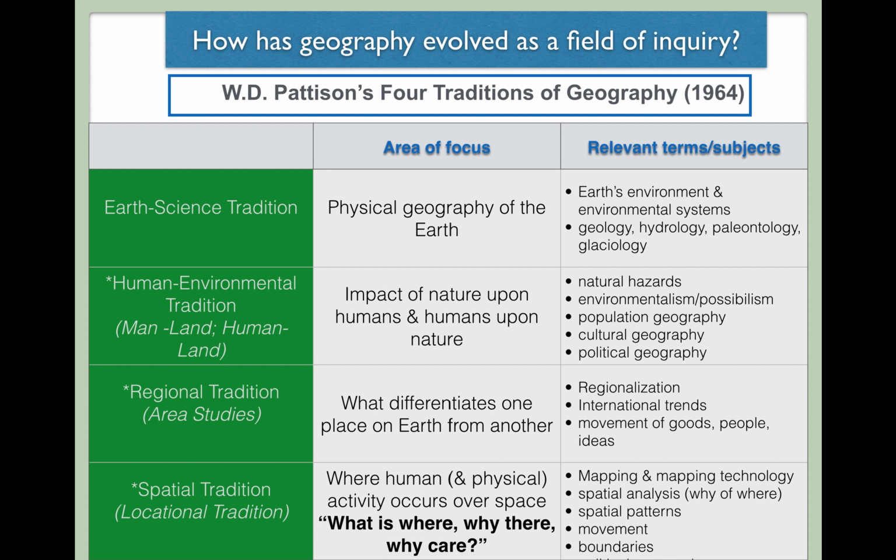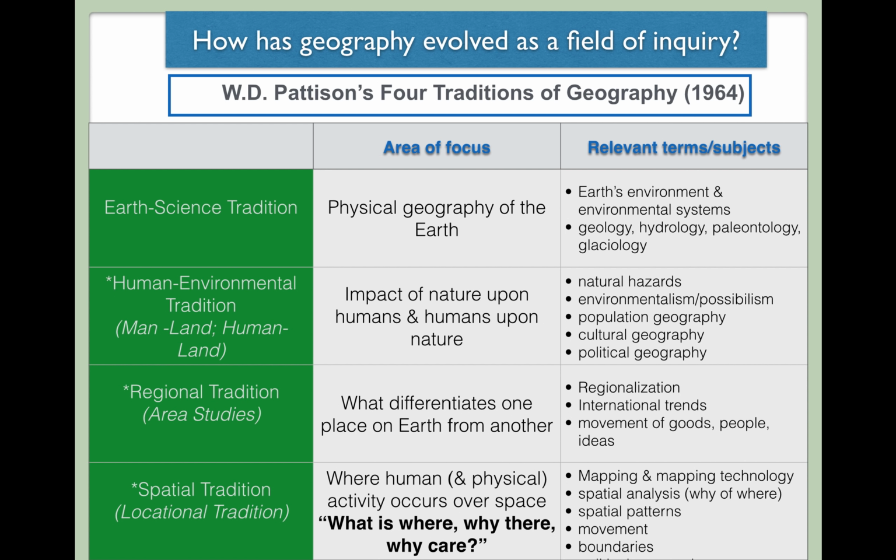When I say space in this course, I'm not referring to outer space. I'm referring to a place on Earth. So I want you to take a minute, close your eyes, and think of the globe. As a human geographer, you're going to be looking at what activities, what human processes, what life, what anything occurs where, why it occurs in that particular place, and why we should care.